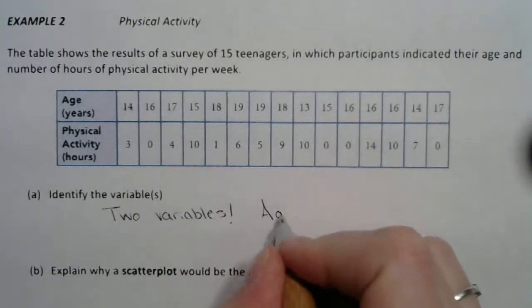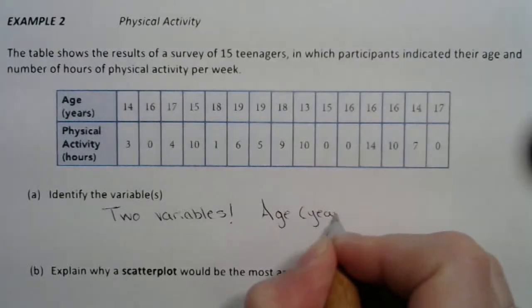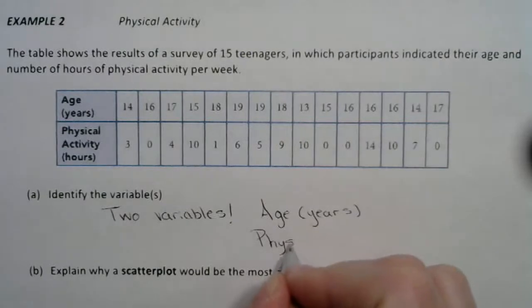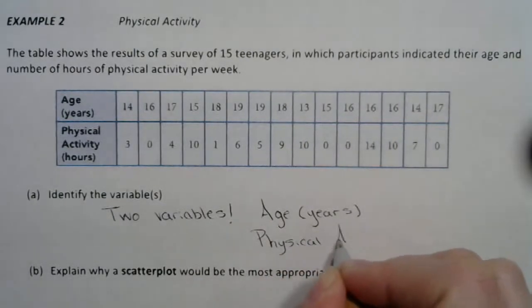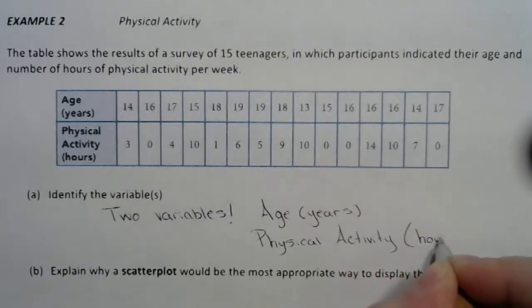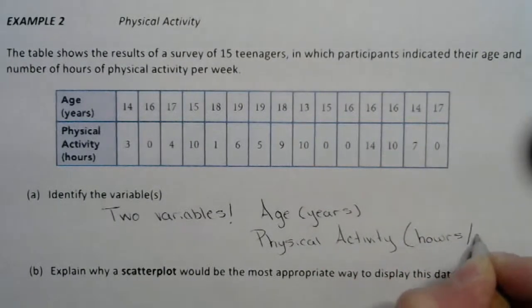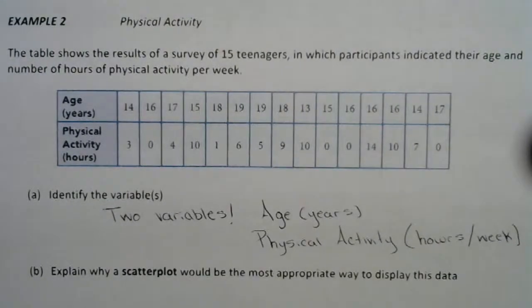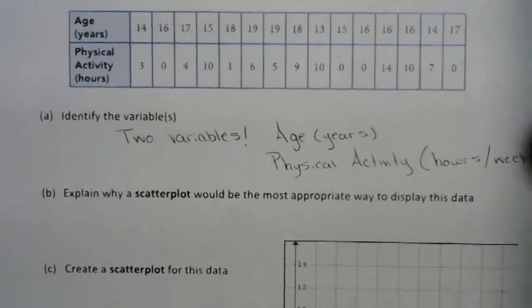We've got age in years, and we've got physical activity in number of hours per week. So we've got 2 variable data in this case.